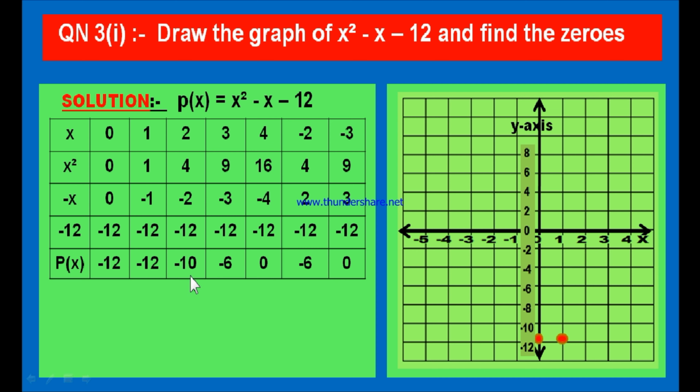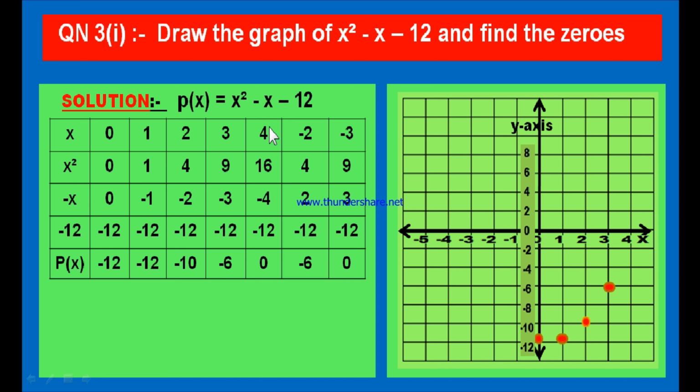Third point is 2, minus 10. x is equal to 2. On this line x is always equal to 2. And y is equal to minus 10. This is the line on which y is equal to minus 10. Now this is y is equal to minus 10, this is x is equal to 2, and these two are meeting here. Therefore the coordinates of this point are 2, minus 10. And next point, 3, minus 6, x is equal to 3 and y is equal to minus 6. Here is the point 3, minus 6.